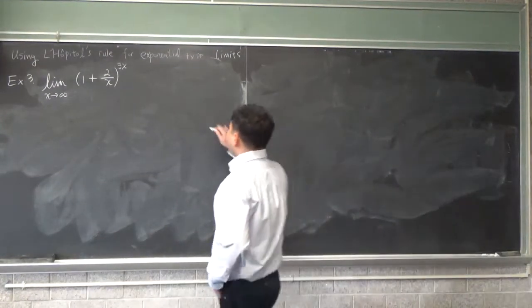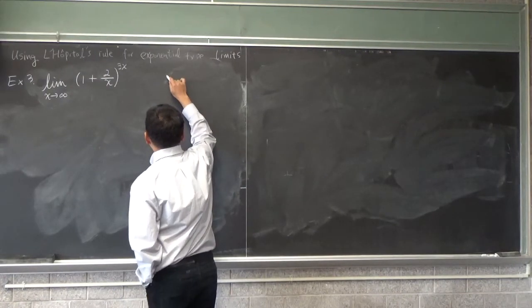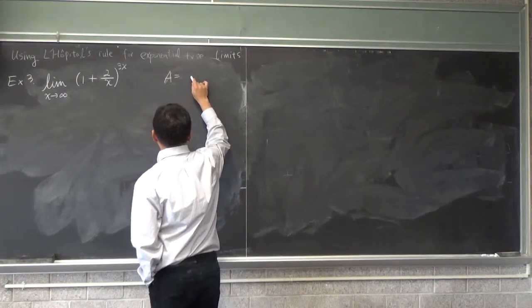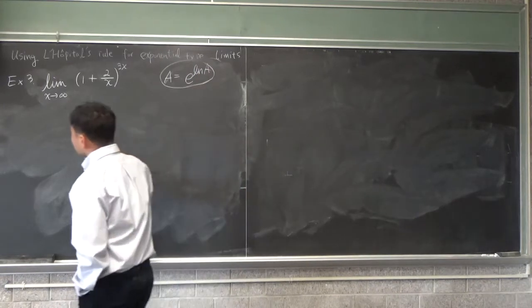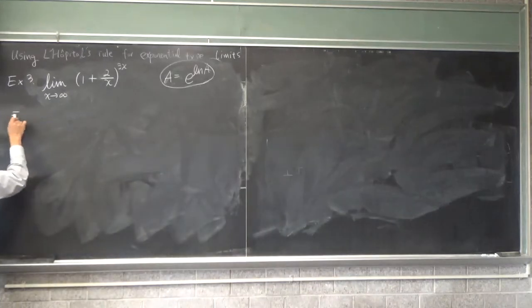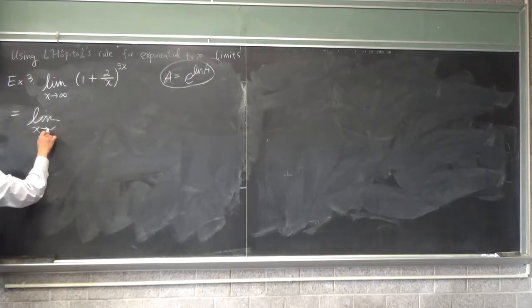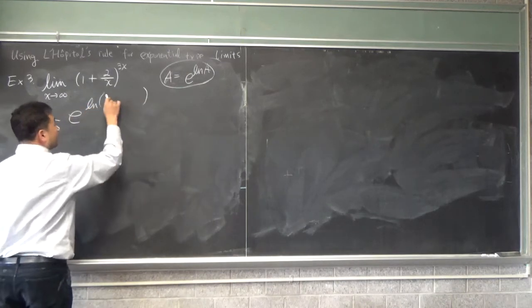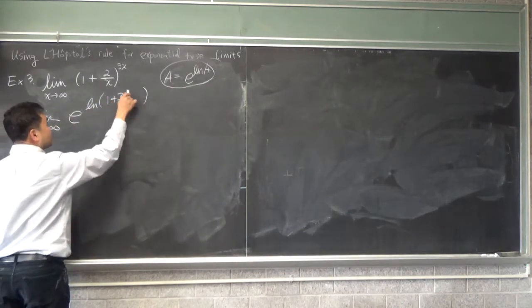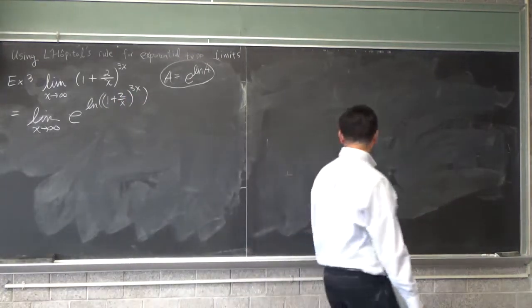Okay, again, the idea is to use the fact that anything is the same as e to the ln of a. So let's try to compute this by making it the limit as x goes to infinity of e to the ln of this entire thing, 1 plus 2 over x to the 3x. But wouldn't the 3x jump down?